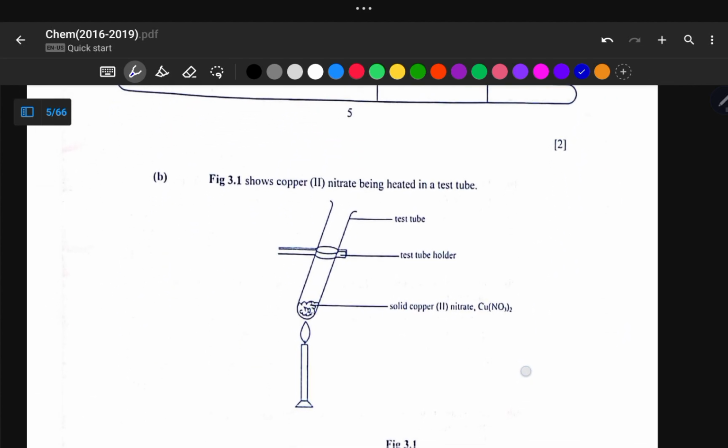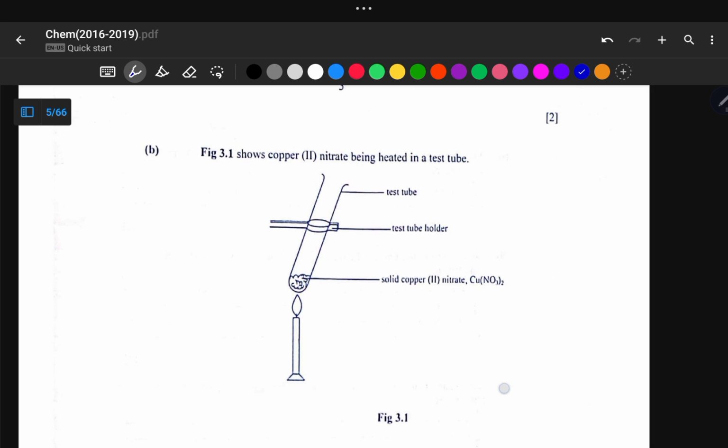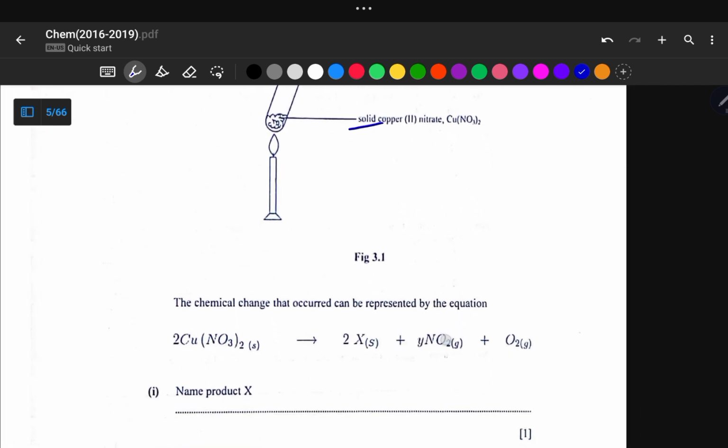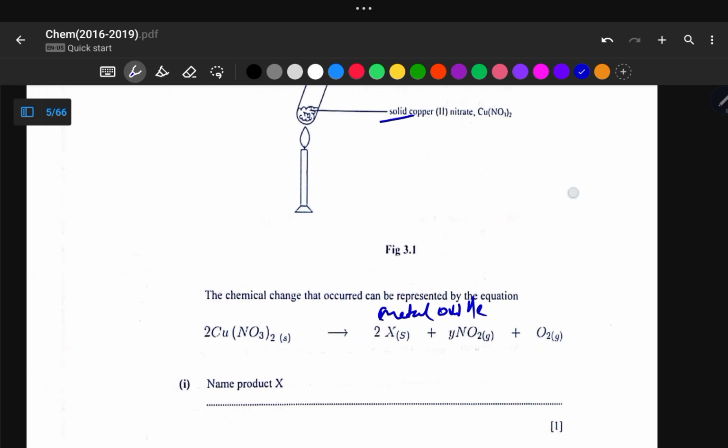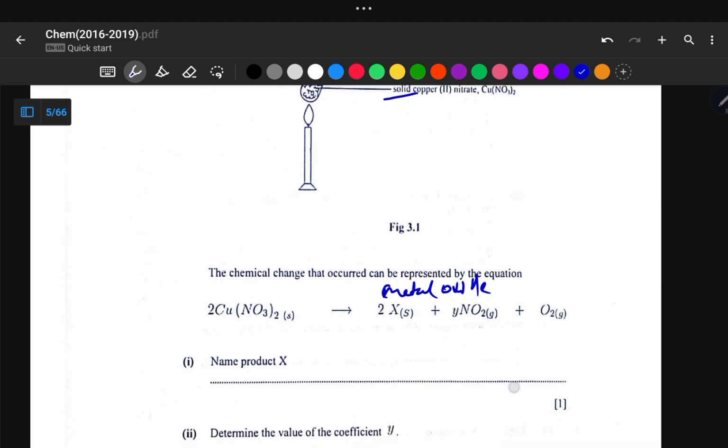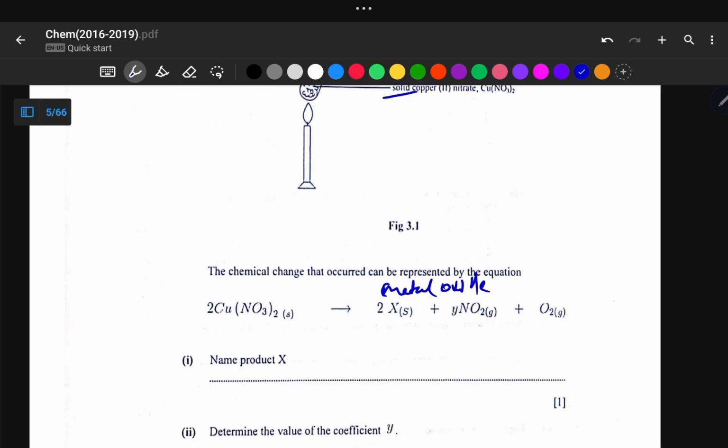So Fig 3.1 shows copper 2 nitrate being heated in a test tube. So we've got the test tube, so copper 2 nitrate in the solid phase, and then the test tube holder, and then the test tube. So we've got this equation. So you should know that the decomposition of metal nitrate will give the metal oxide. So you've got the metal oxide, right? And then for lithium, we have lithium oxide, right? And then for sodium, we've got sodium nitrite. So you should know the trend for the decomposition of the nitrates, right?